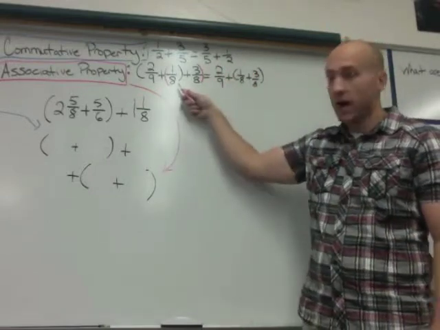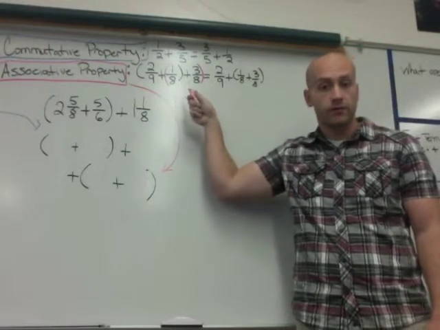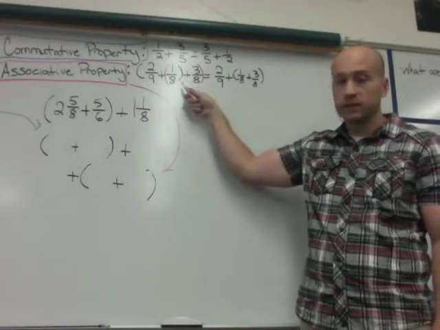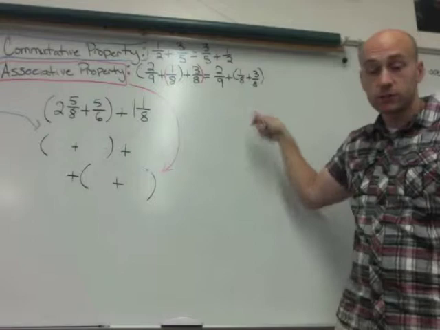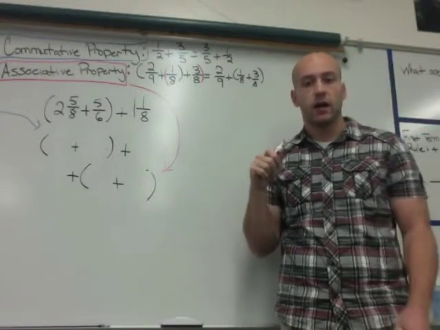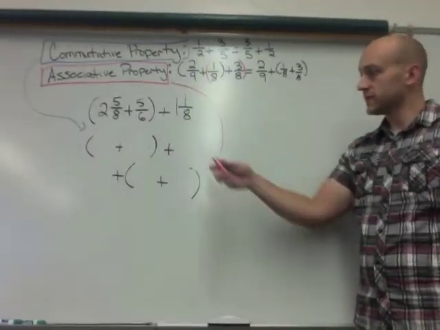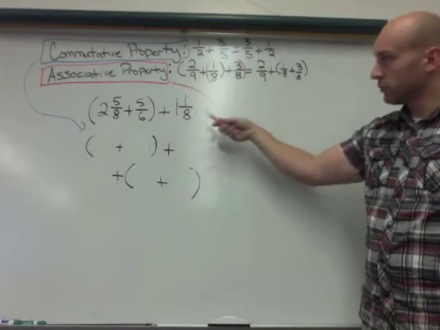Isn't it easier to add together the fractions with the common denominator first? So the 1/8 plus the 3/8, that's why we put that in parentheses, because remember order of operations: we add the things inside of the parentheses first. So inside of parentheses we have 2 5/8 plus 5/6 plus 1 1/8.